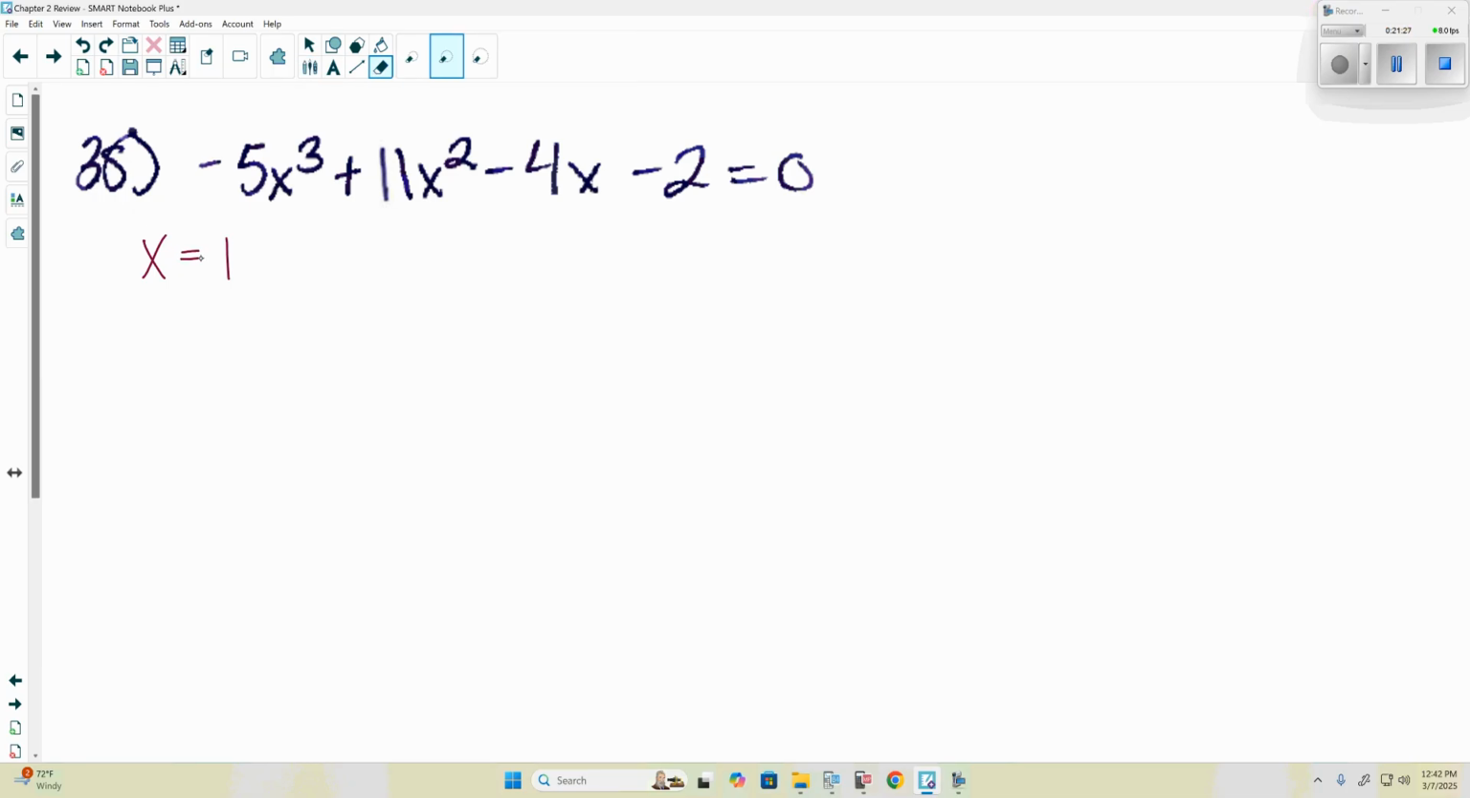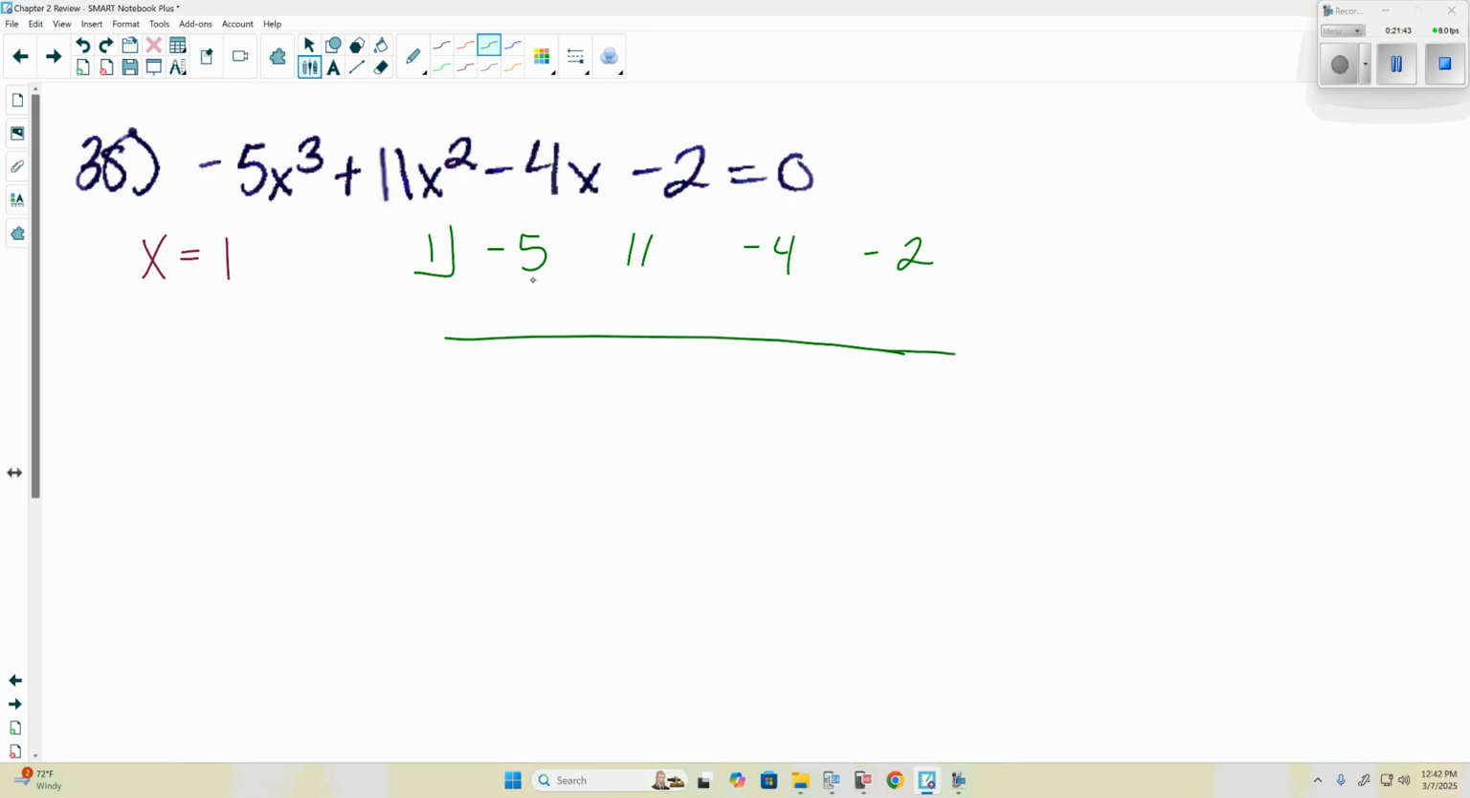Now the number of solutions is 3, so we should have 3 solutions for this here. We'll put 1 inside the box, and across the top we'll have -5, 11, -4, -2.